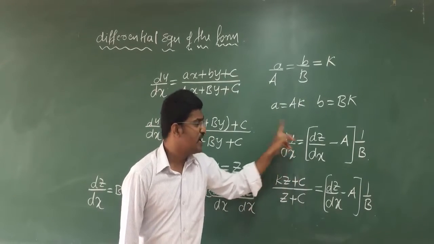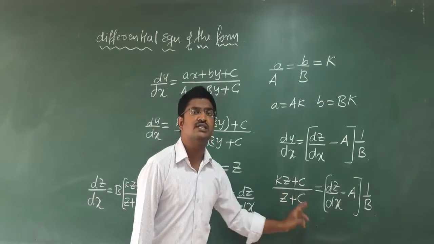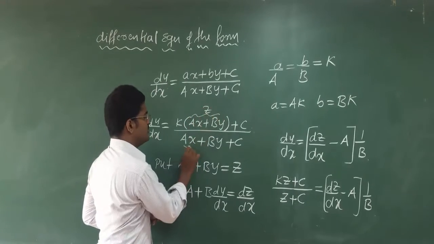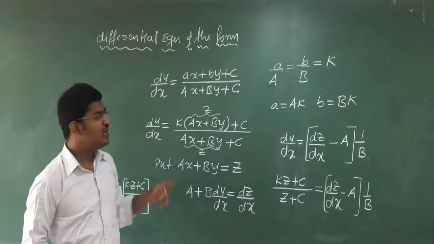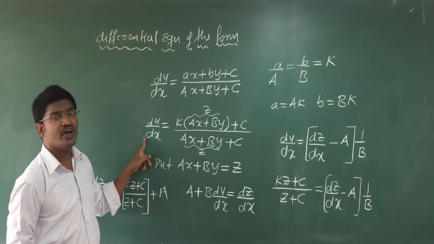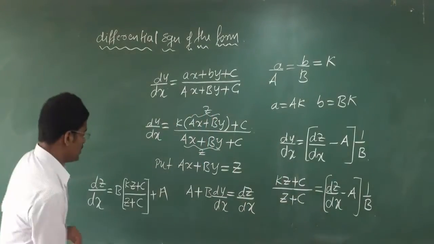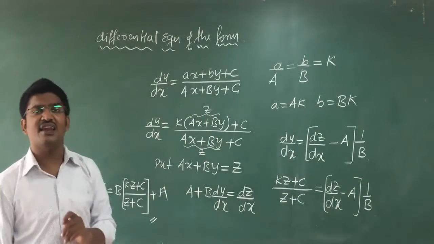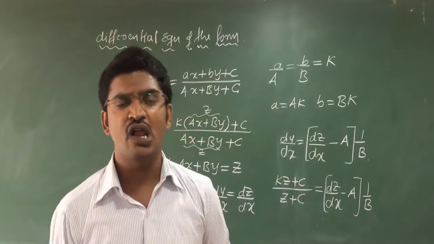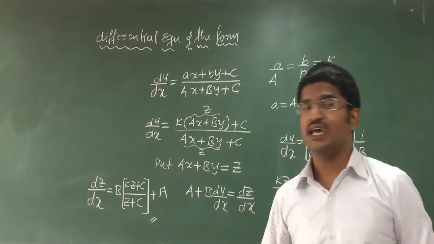In the place of dy by dx, you can replace (kz plus c) divided by (z plus c), because see here, this term is z, this term is z. Clear? So k into z plus c equal to dy by dx. I am going to write that term here. Further, if you simplify, you will have this, which is clearly in the form of variable separable. Now you can integrate on both sides. Clear? Now let us solve one of the problems on that and let us see.